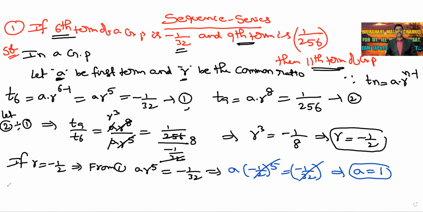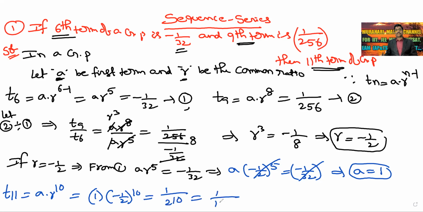But our target is the 11th term. T11 is equal to A into R to the power 10. A value 1, common ratio minus 1 by 2 to the power 10. It is going to be 1 by 2 to the power 10. So 1 by 1024. This is the answer.